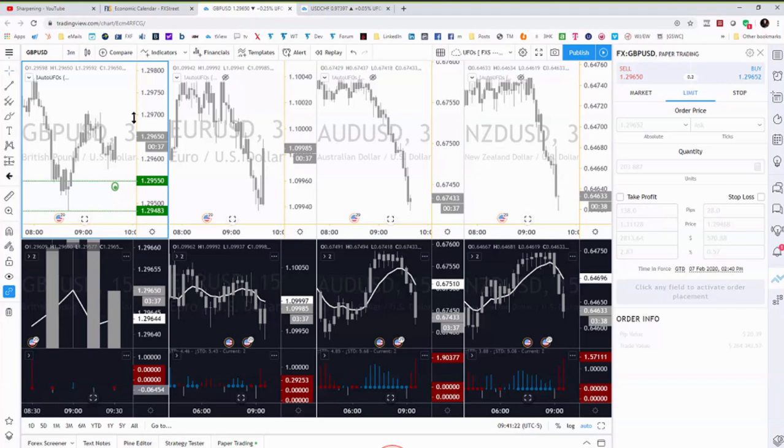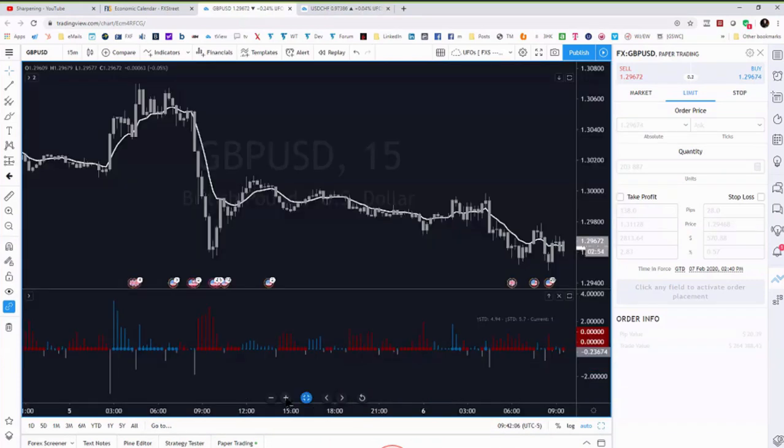Okay, so what else do we have? Let's take a look at the euro. Oh, sorry, guys, I just hit the wrong button. I wanted to zoom in here. Here we go, I am zooming in. And with the euro, what do we have?